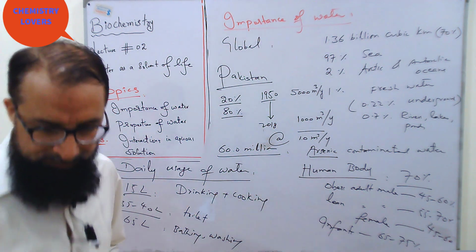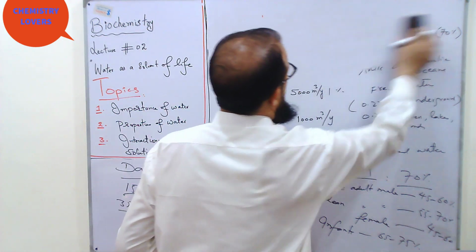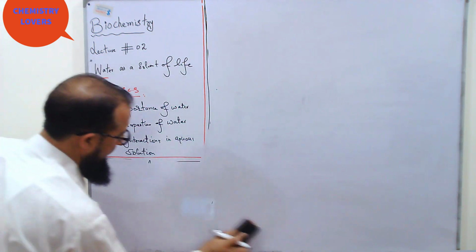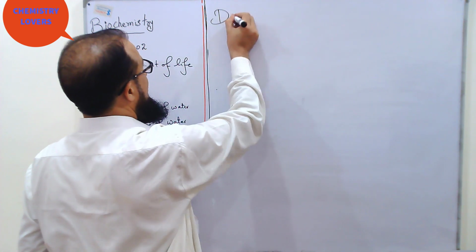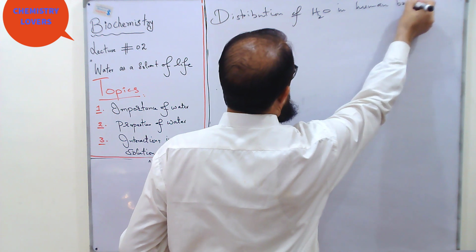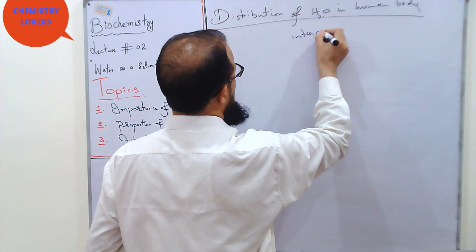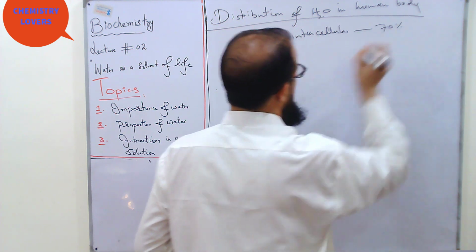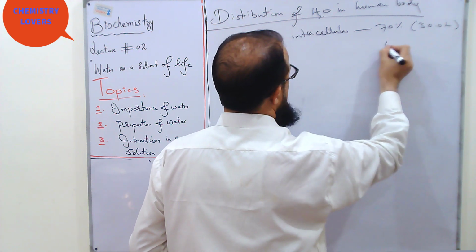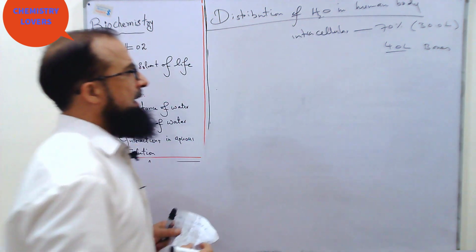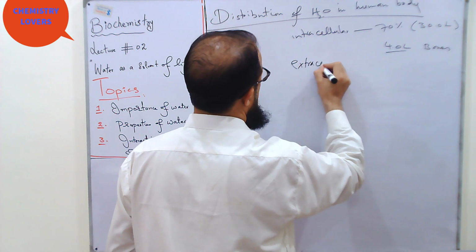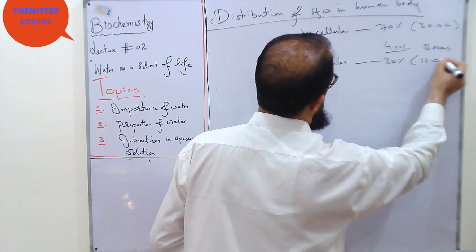Similarly, the distribution of water in the human body. So we can categorize it as intracellular. So intracellularly we have 70% of water, which makes about 30 liters of water. And out of these 30 liters, 4 liters of water are present in bones, and these 4 liters are not exchangeable fluid. Similarly, the extracellular water is about 30%, which makes 12 liters.